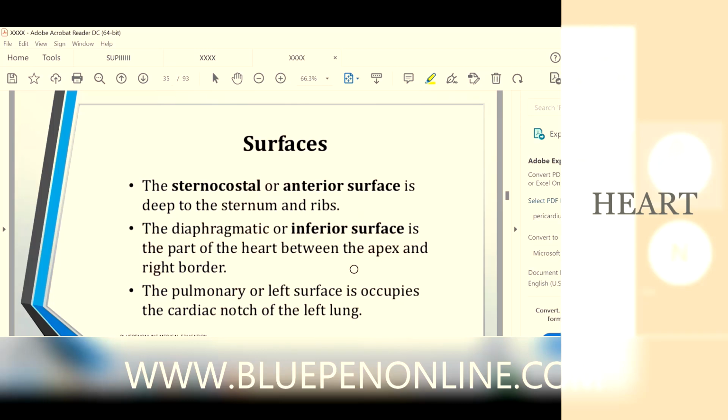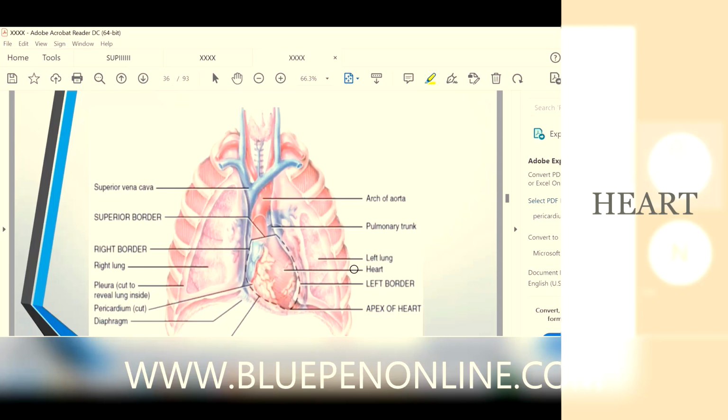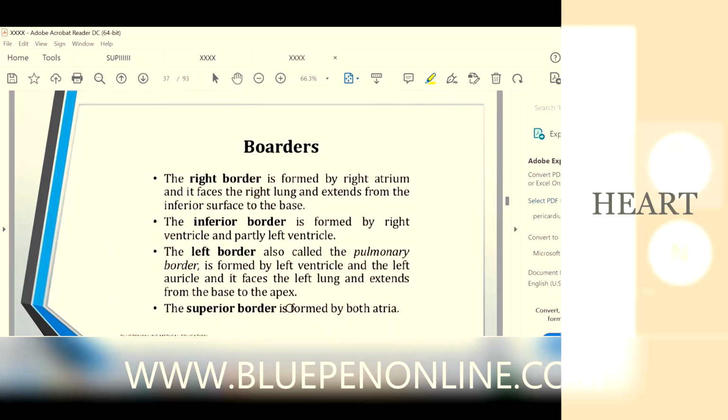So next, about the surfaces. There are 2 surfaces: the sternocostal surface or anterior surface, and the diaphragmatic surface or inferior surface, that is the part between your apex and the right border, and the left surface, that occupies the cardiac notch of the left lung. Okay. So see here, this is the superior border, right border, left border, inferior border. This is the apex. Clear? Yes, ma'am.